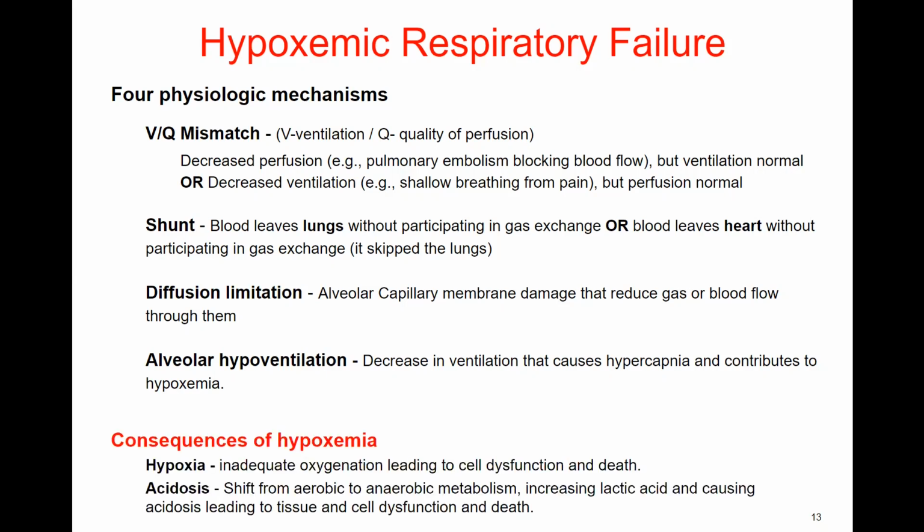The consequences of hypoxemia include hypoxia, makes sense, low oxygen in the blood leads to low oxygen in the tissue. And also remember the other consequence is acidosis because the cells are going to shift from aerobic metabolism to anaerobic metabolism, releasing lactic acid as they do.